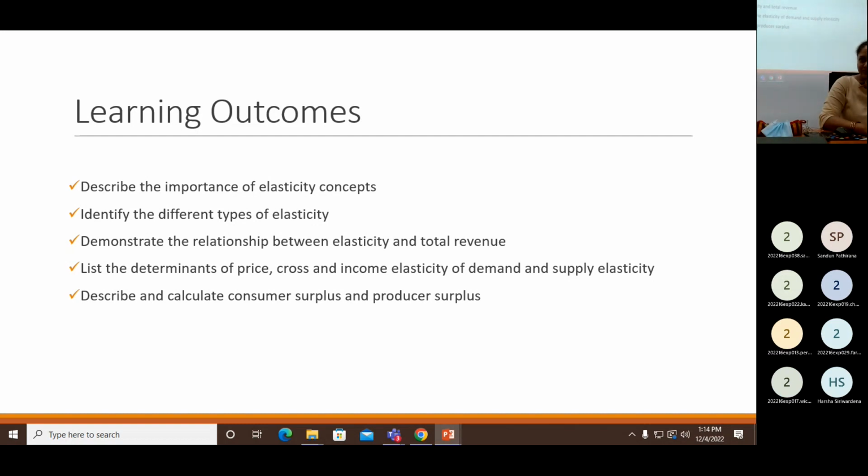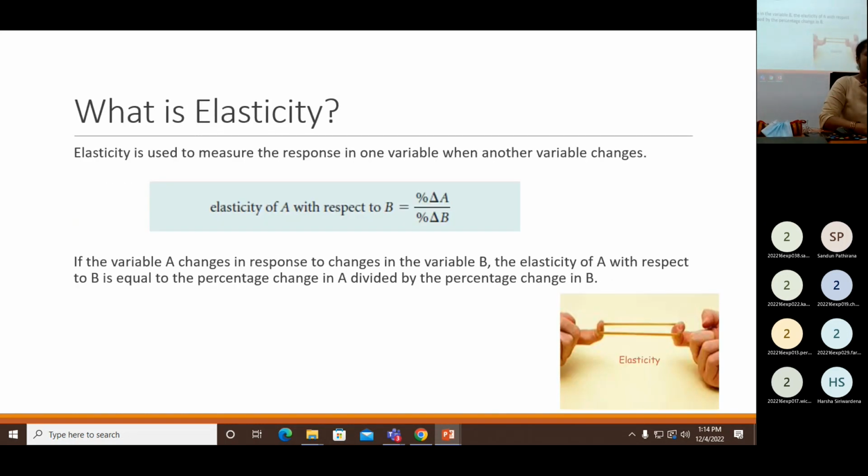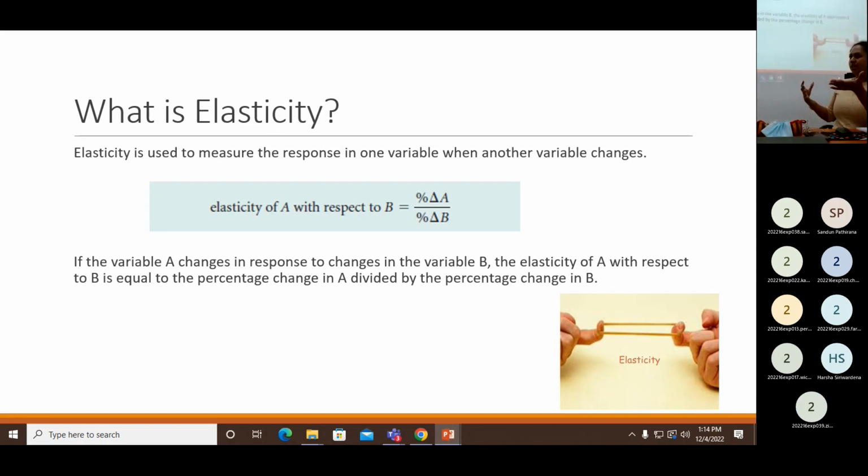One variable changes in response to a change in another. Very good. So that is the basic definition of elasticity, right? As you correctly said, elasticity derives from the word elastic. We know that when we put pressure on one side, the other side moves. So elasticity simply means how one variable responds to a change in another variable. It can be anything.